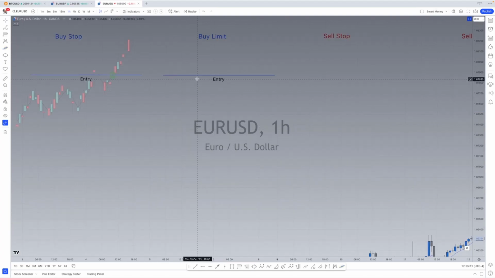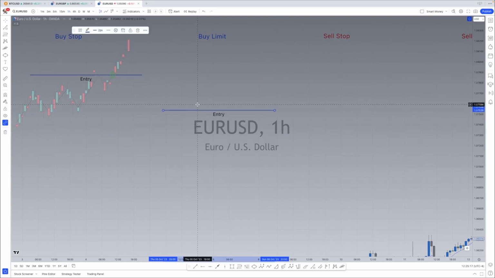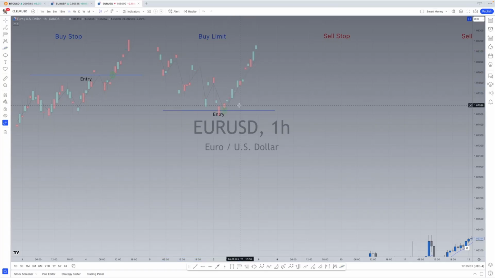On the other hand, buy limits are quite the opposite. When setting up a buy limit, the market would have to be above your desired entry point. So let's say the market is starting off high and then it eventually comes down to your entry point. You want the market to hit your entry and then buy. So that's the difference between buy stop and buy limit. With a buy limit, you're catching the reversals in the market. With a buy stop, you're catching the breakouts in the market.